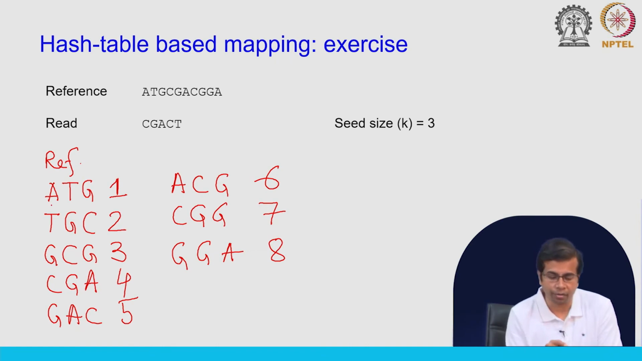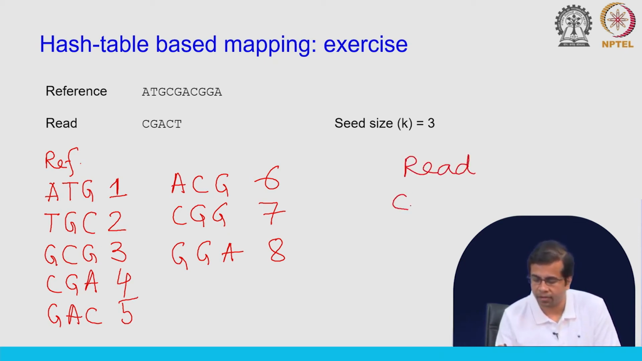Okay. So, we need to just check whether they are repeated seeds. We do not see any repeats. If we see repeats, then we have to merge the locations. The values will be one after another, so we separate them by a comma. Okay. So, once we have generated the seeds from the reference, we have to generate the seeds from the read itself.